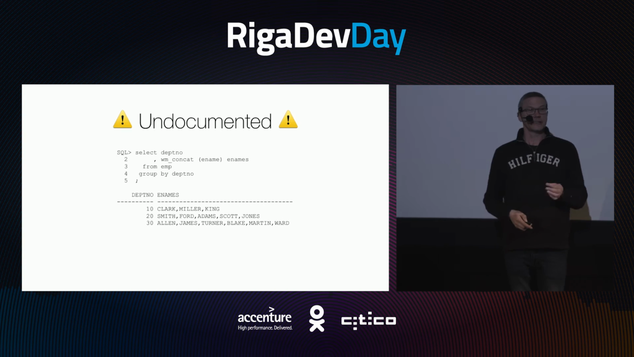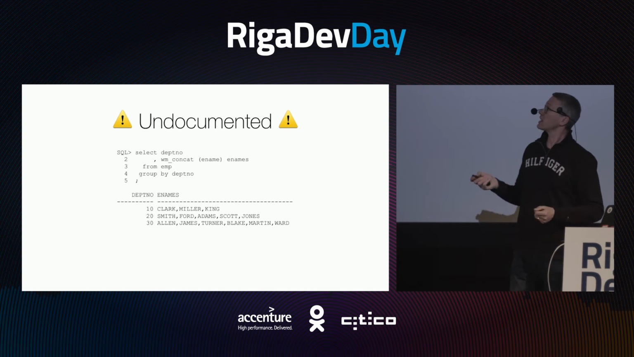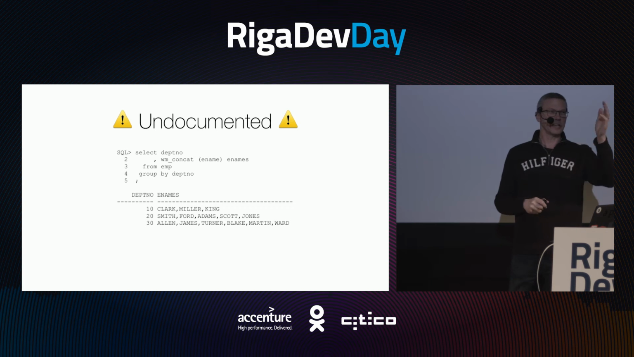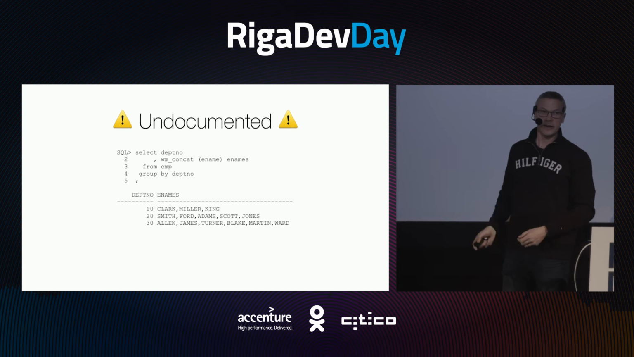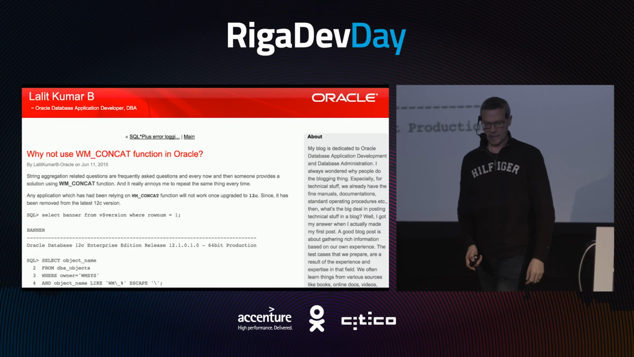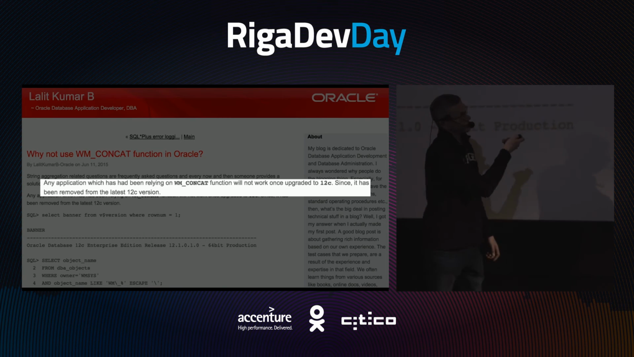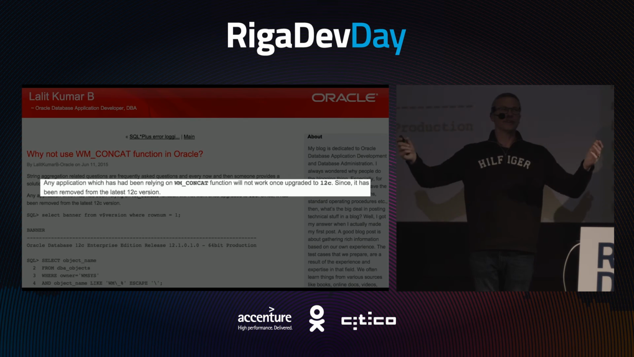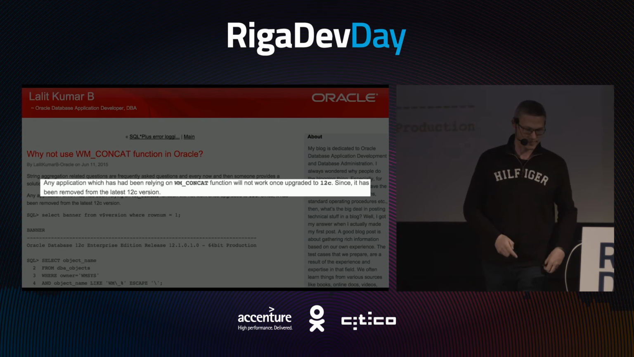There was also a way, there's always one in every crowd that says, well, you can use WM_CONCAT to do it, but that's an undocumented function. But it works, exactly. Use that function with your name, and there you go. But it works until you upgrade to 12. Because then they say any application which has been relying on that function will not work once upgraded to 12, since it has been removed. So never use undocumented functions in that case.